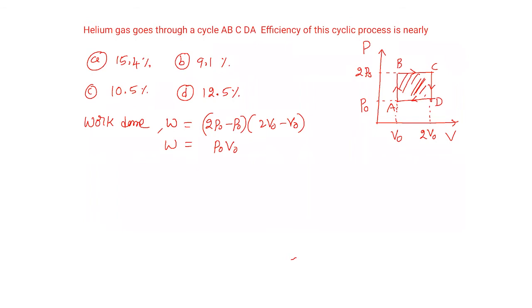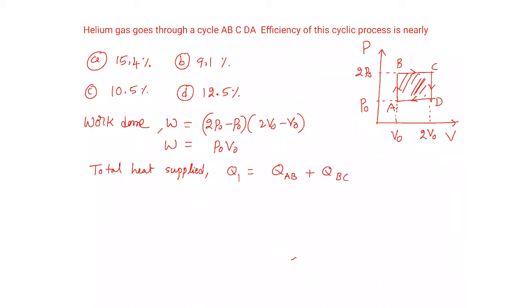Once we get work done, then we need total heat supplied. You know where all heat is supplied. If you have a square or rectangle process like this, actually this you can say Q1. So W by Q1 is equal to the heat supplied in the process A to B plus heat supplied in the process B to C.